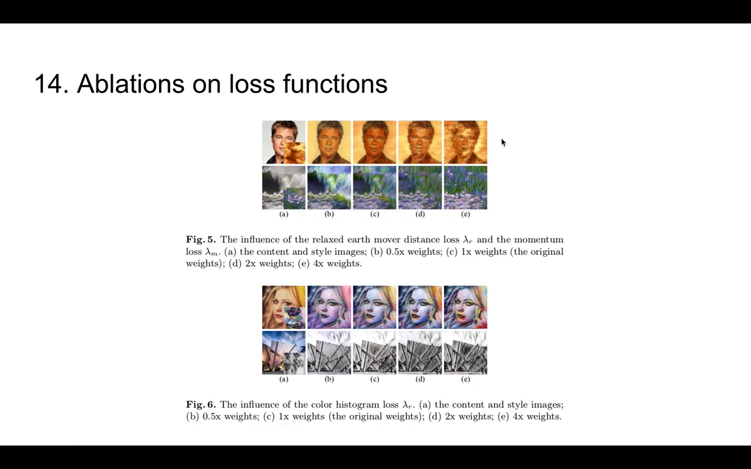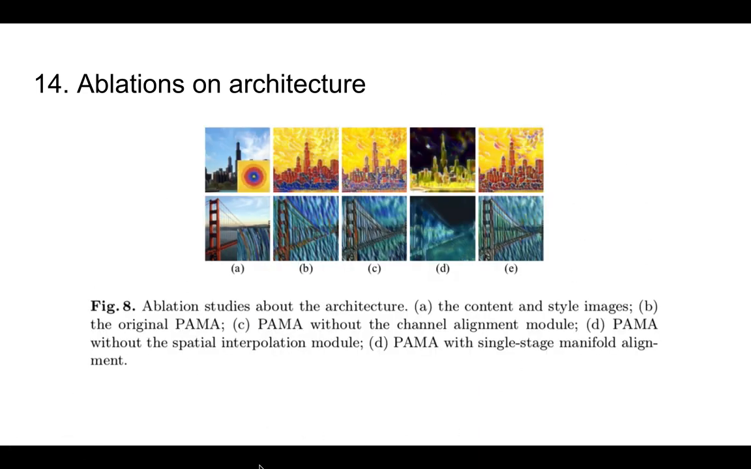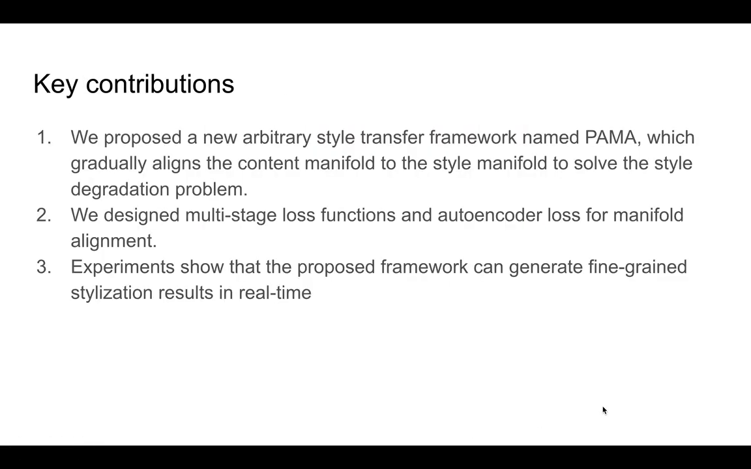And here are some ablation results. You can see the details of the ablation studies in our paper. And here are our key contributions. We propose a new arbitrary style transfer framework named PAMA, which gradually aligns the content manifold to the style manifold to solve the style degradation problem. And we also propose new loss functions, and the experiments have shown that our method is good. And thanks for listening.